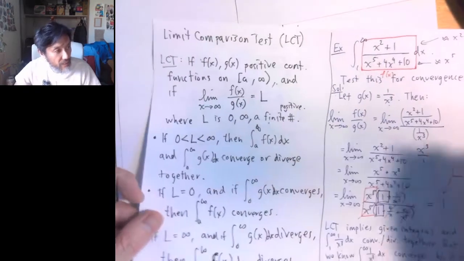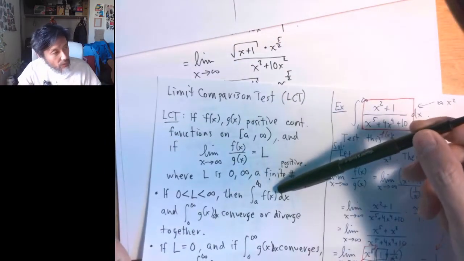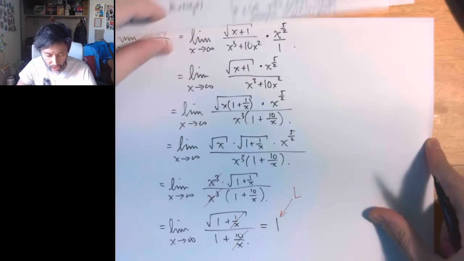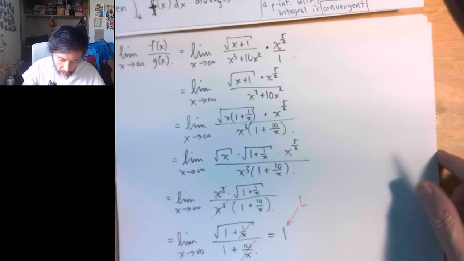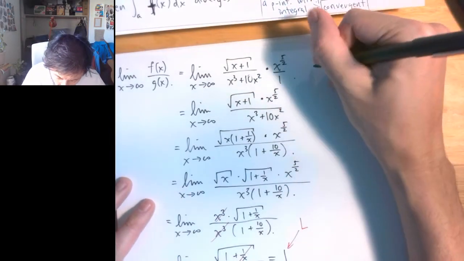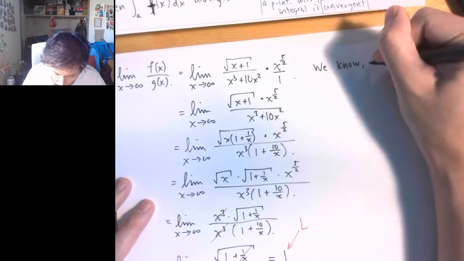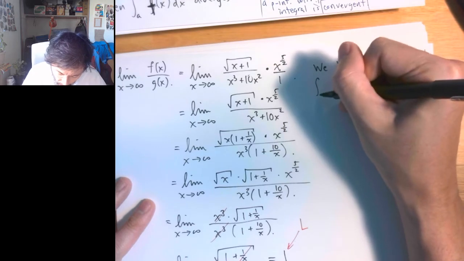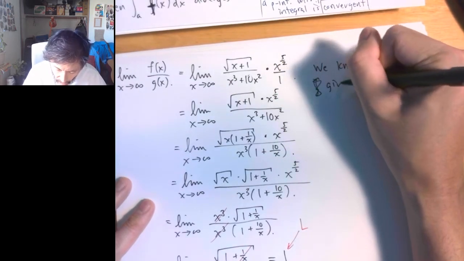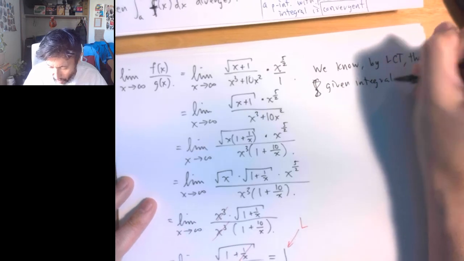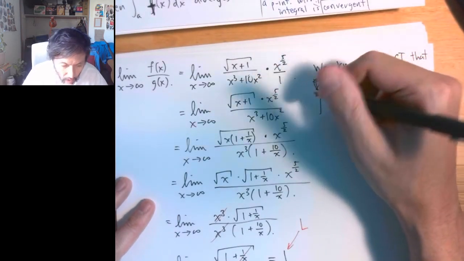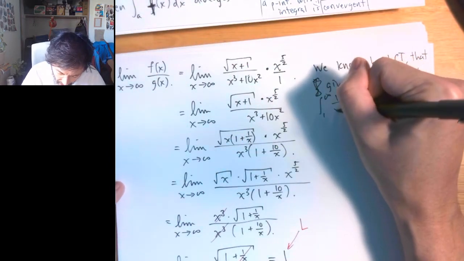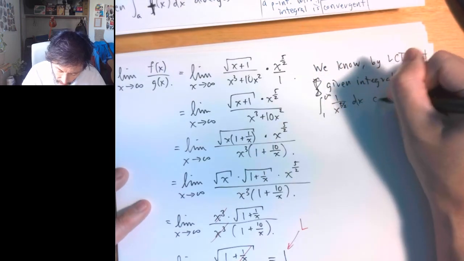So now which of the three cases of the limit comparison test are we in? We're obviously in the first one because L is between 0 and infinity. And so we know by LCT that the given integral and the integral from 1 to infinity of this g of x, which was 1 over x to the 5 halves, converge or diverge together.